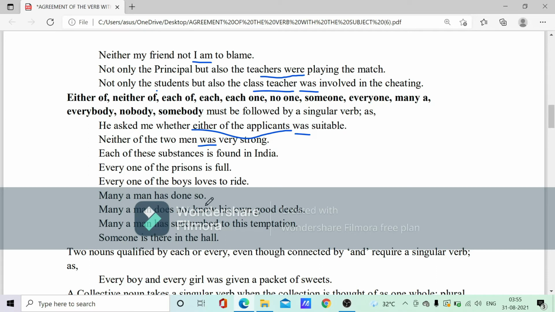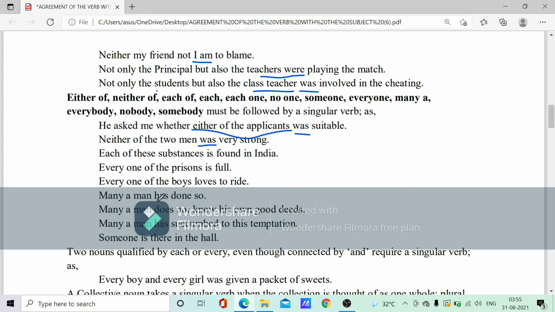Many a man has done so. My dear students, here many a man. Many times you find that if there is only the single term many, then you have to apply a plural verb. Many boys have. But when you find many a man, many a boy, something like that, then what would happen? In that case, you have to apply a singular verb. With many a, you have to apply a singular verb, not a plural verb. With many, you have to apply a plural verb.